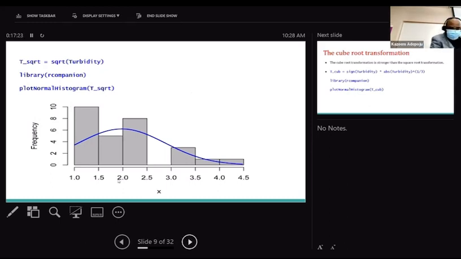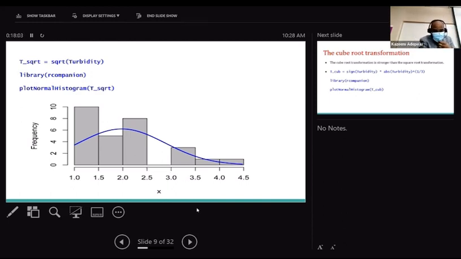After taking the square root, we draw the histogram again. Why are you drawing the histogram again? You basically want to see whether the intervention has worked. This is a square root transformation. Take a look at what we have now. This is a little bit better, but it is not exactly normally distributed. It is a little bit better than what we had before.